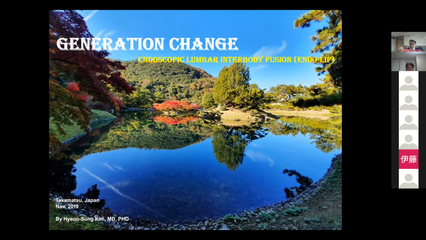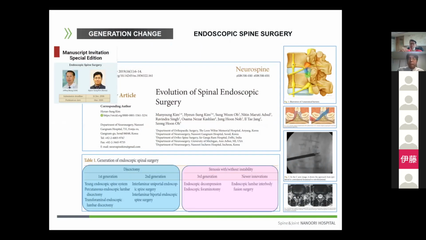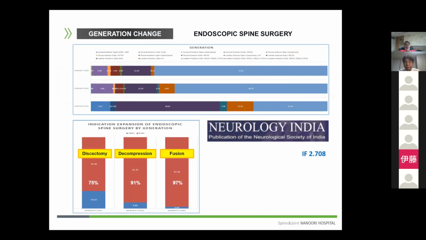We already well know that in endoscopic spine surgery, the generation has changed from the discectomy generation to stenosis without instability generation. It means that now it is the decompression and fusion generation of endoscopic spine surgery. This paper is my study over 3 years of each different generation: the discectomy, decompression, and fusion generations. If we do the discectomy generation, we can manage nearly 75% of degenerative patients using the endoscope.